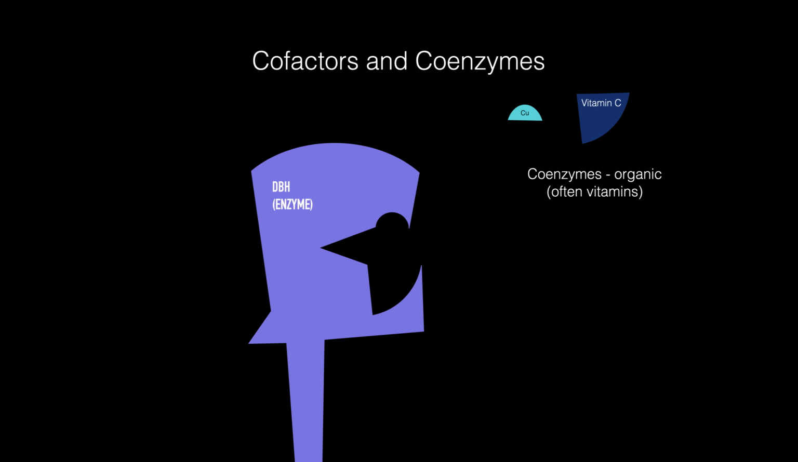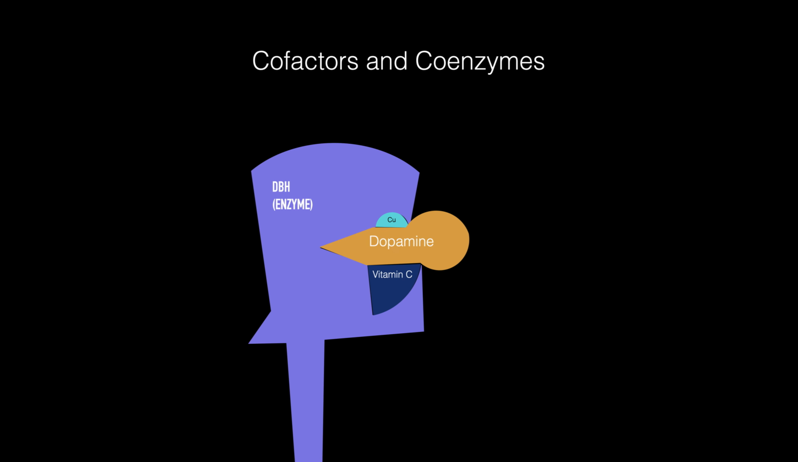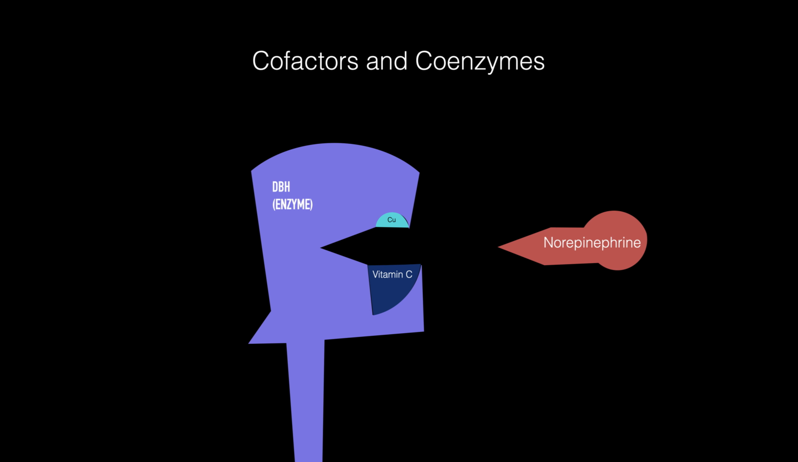Dopamine beta hydroxylase needs a cofactor, which is copper, and it also needs a coenzyme, in this case vitamin C. Dopamine binds at the active site, and it's converted into norepinephrine, which is then released.